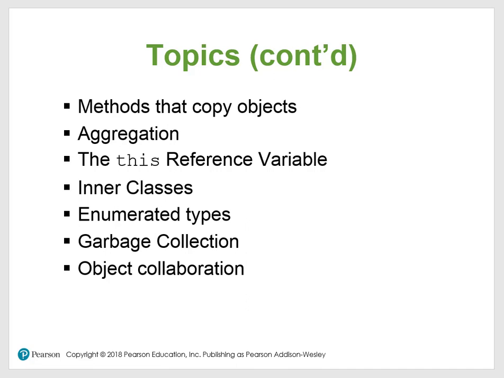Aggregation is very important because it relates to one of the labs that we're going to do. This is one of the components in the lab part that talks about a class inside of another class that's being aggregated. Bear with me with this terminology; we're going to look at this for a moment. And of course, the this reference variable, the inner class, the enumerated type, and garbage collection, specifically for the Java programming language. And the last one is object collaboration.